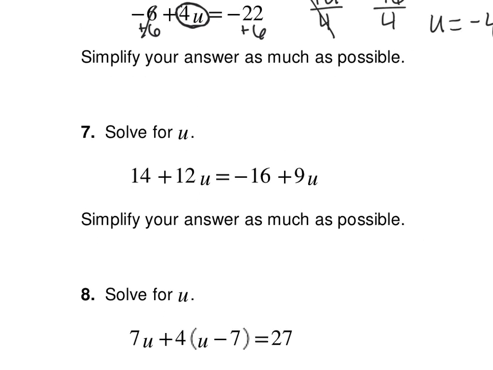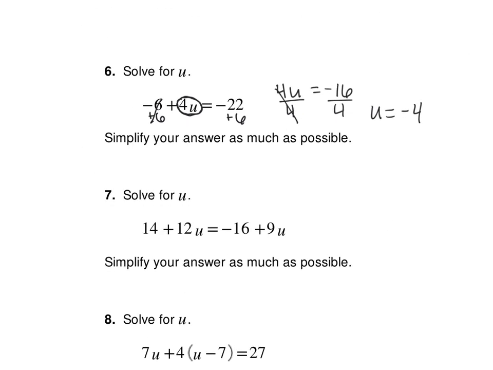Now remember, with these, before I move on, you can always check your work. There is no excuse on your test why you shouldn't know if you got your answer correct or not, because you can go back and check it. So to do that, remember, wherever you see a u in the original equation or whatever variable you're solving for, you replace it with that number. So we'd take -6 plus 4 times -4 equals -22, and you would balance that out and check it, and yes, it does become -22 equals -22.